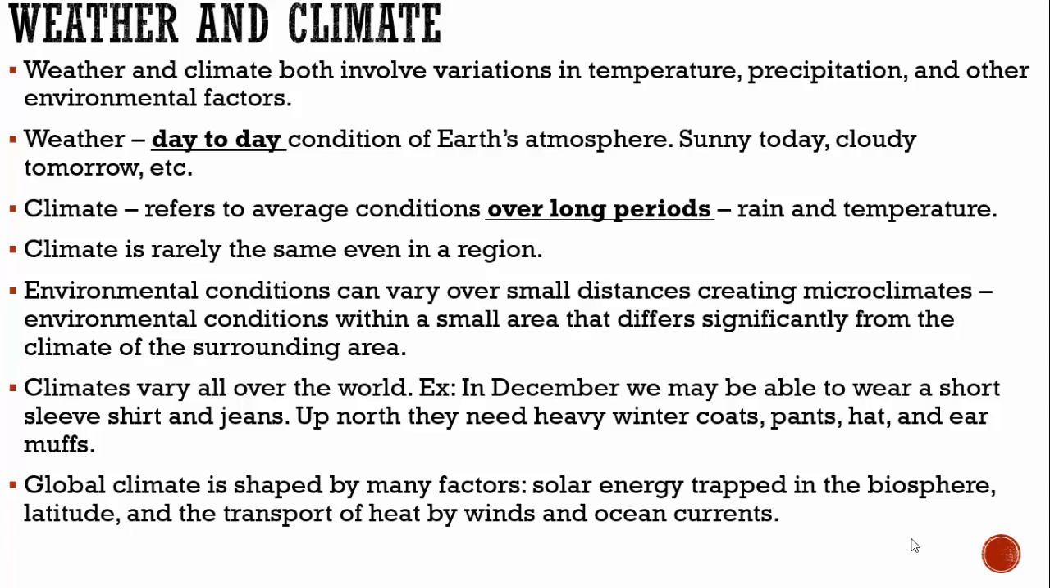Now, our global climate is shaped by many factors. Solar energy trapped in the biosphere, and the solar energy referring to the sun. Latitude, where the land is positioned on Earth, related to north and south, and the transport of heat by winds and ocean currents. All right, solar energy and the greenhouse effect, something that a lot of people know about.